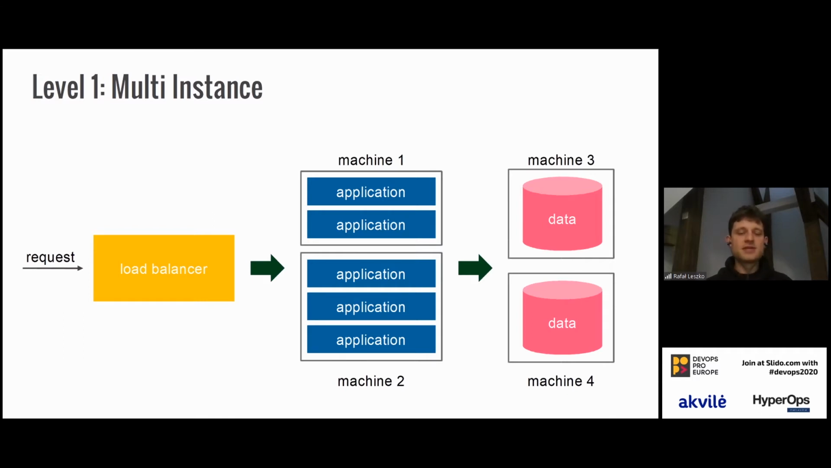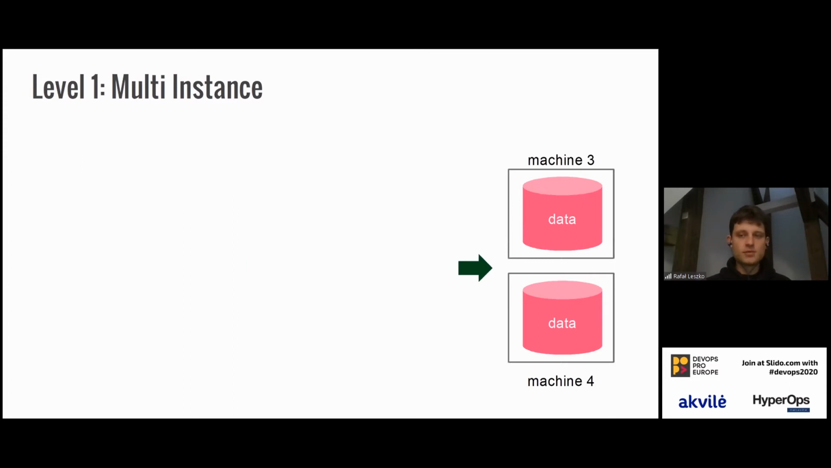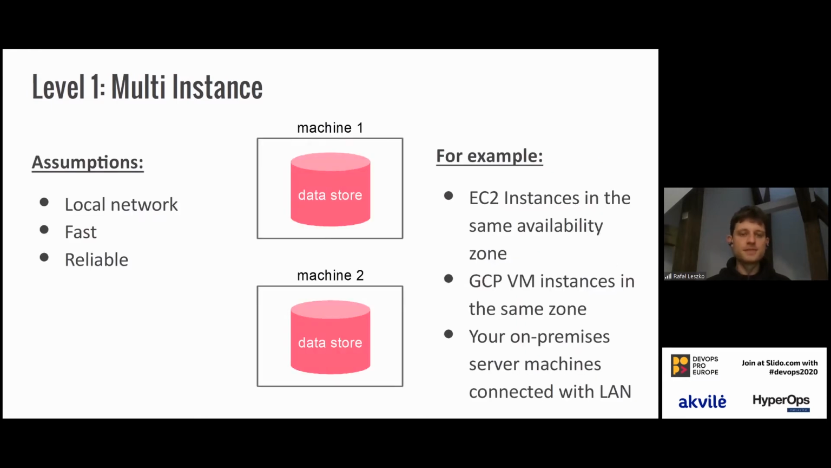You can see on this diagram that the only single thing is the load balancer, but nowadays it's relatively easy to make load balancers highly available, for example with multiple DNS entries, so we will not speak about load balancing here. We will also not speak about the stateless part of the system because it's quite easy. We'll focus on the most difficult part, which is the data. Our assumption here is that we have two machines and two data stores.